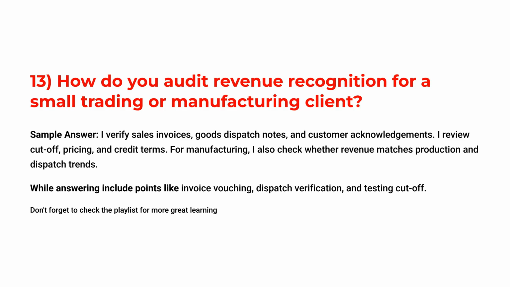How do you audit revenue recognition for a small trading or manufacturing client? Sample answer. I verify sales invoices, goods dispatch notes, and customer acknowledgments. I review cutoff, pricing, and credit terms. For manufacturing, I also check whether revenue matches production and dispatch trends. While answering, include points like invoice vouching, dispatch verification, and testing cutoff.